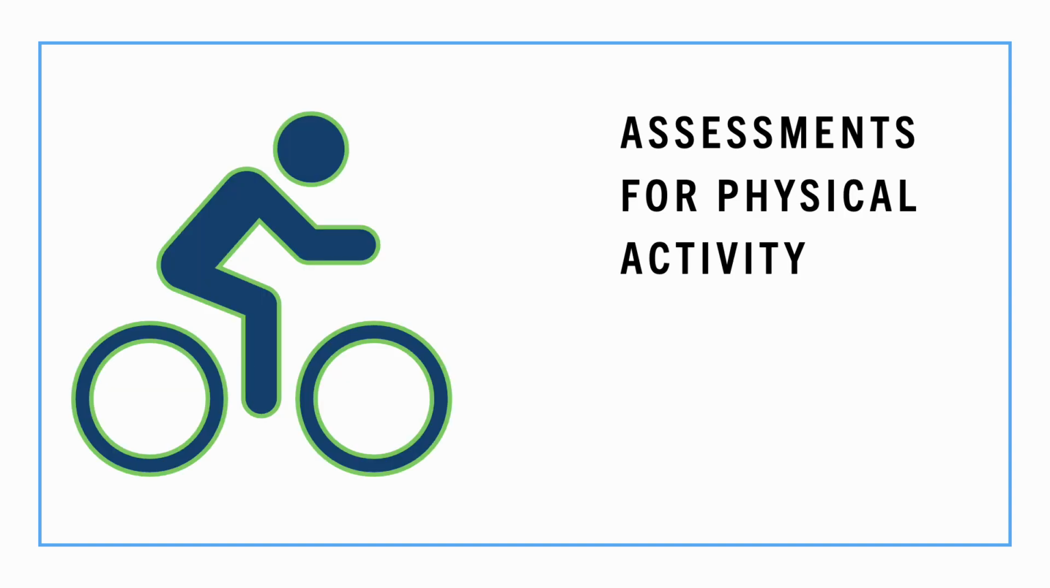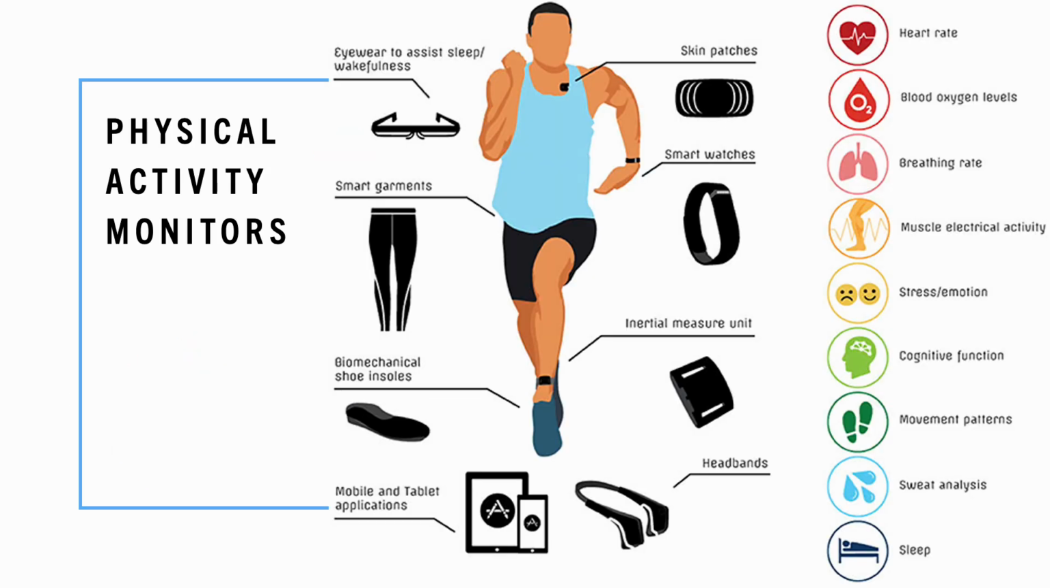So we also have a variety of different assessments for physical activity. These are some things that we might use as physical activity monitors to kind of get a better snapshot. As we can see, eyewear, we have smart garments, headbands, skin patches, smart watches. One that I think I've seen frequently used is a pedometer. So this is really a low-cost basic device that measures how many steps you take. There's an accelerometer, which measures movement through orientation and acceleration and force.